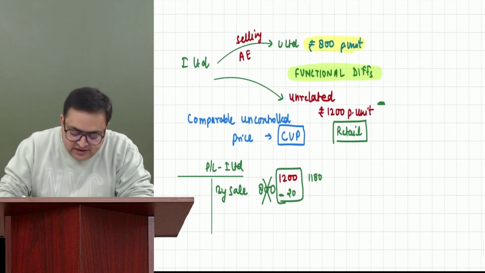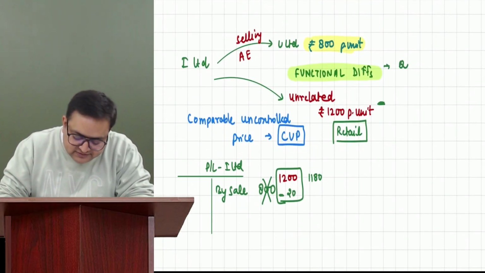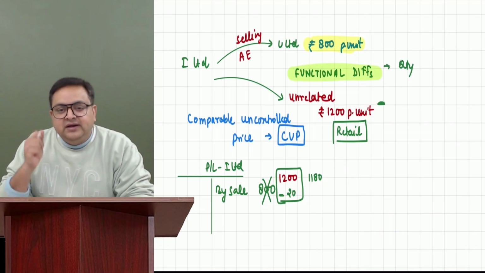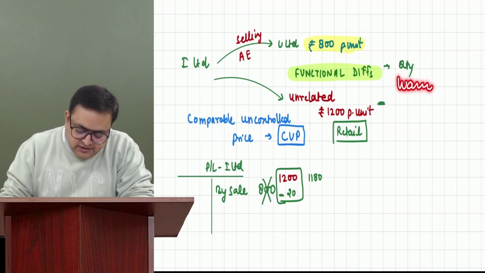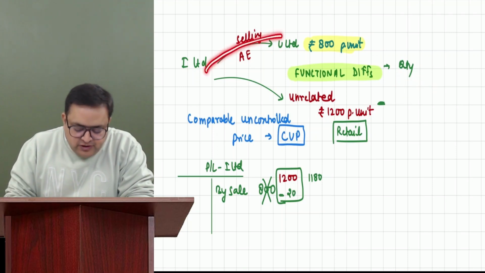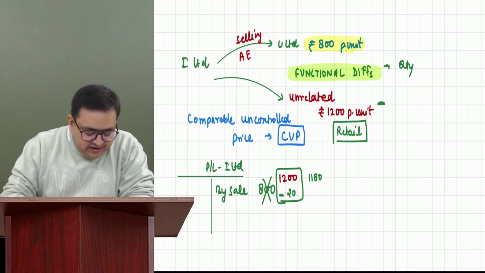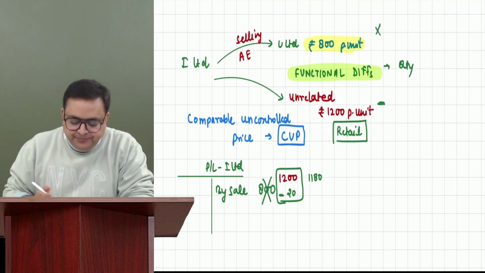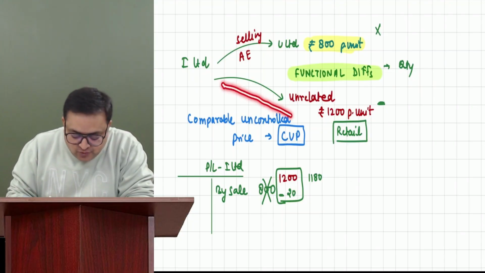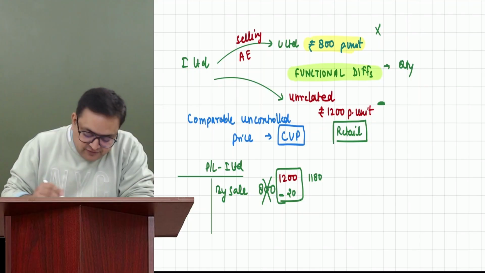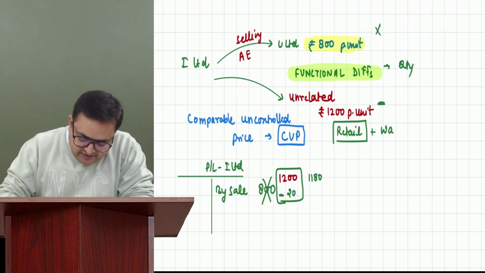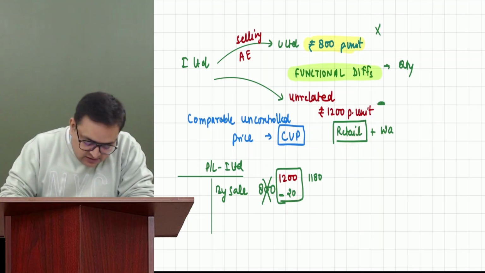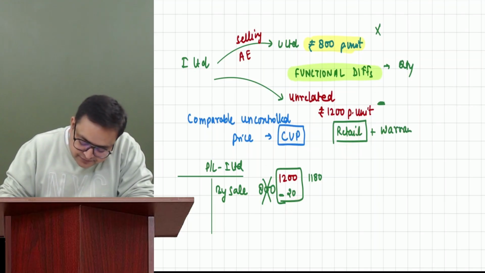Okay. One difference could be the quantity discount, the bulk discount. Another could be, let's say, warranty. Whenever you sell to U Limited, an associated party, you don't give any warranty. But whenever you sell to an unrelated party, you give warranty also. You sell it on retail. See, for retail we have adjusted 20 rupees. Now you give warranty also to them.